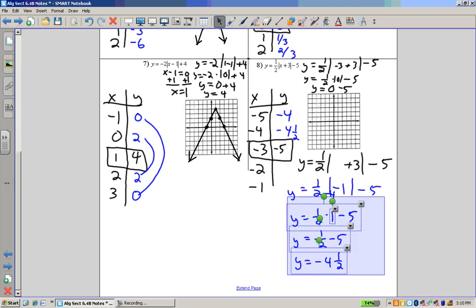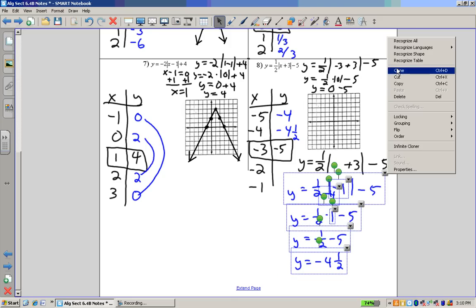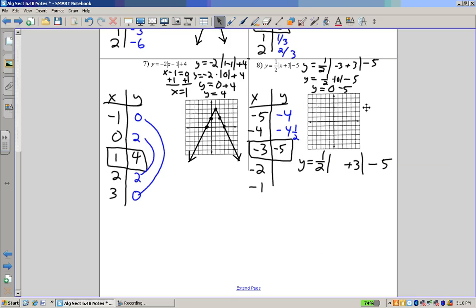Now again, if we've done our work correctly, when I plug in negative 2, I should get negative 4.5 as well to get this symmetry. So let's see if we can get negative 4.5 right here. Plug in negative 2. Negative 2 plus 3 is 1. The absolute value of 1 is 1. Half of 1 is 1/2. And 1/2 minus 5 is negative 4.5.